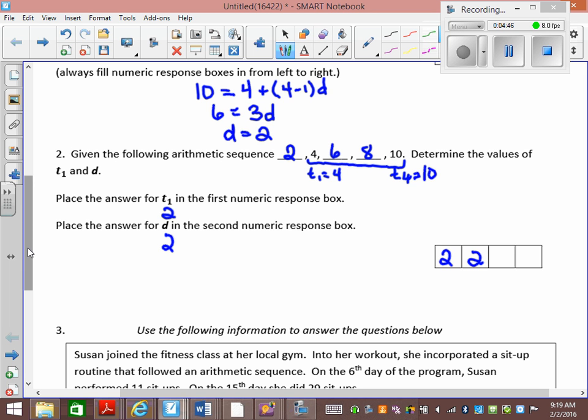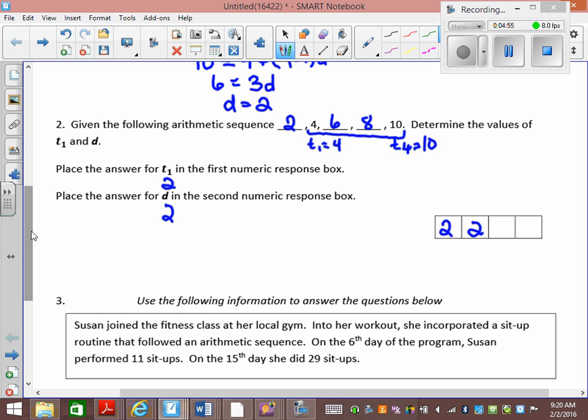Numeric responses can never have negative numbers. So if you get a negative number, you're wrong. Go back, try again. The other way that you could be right is if, say, you got the common difference was negative 2. What they can do is they can say, put the absolute value of D in the numeric response box.